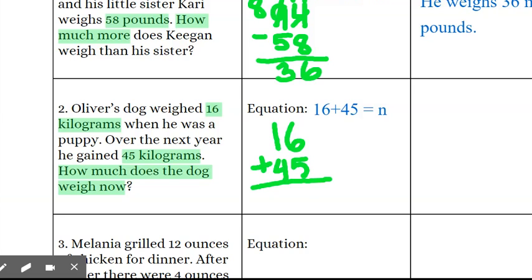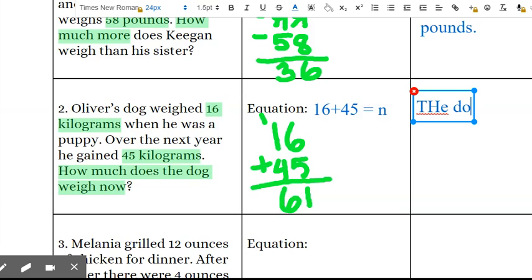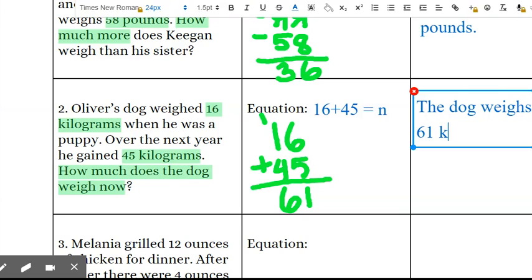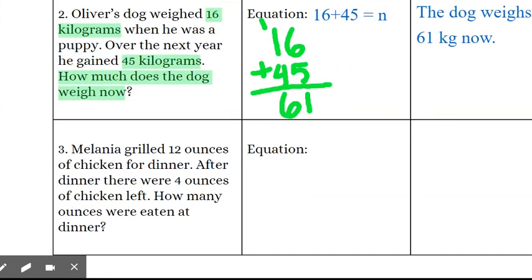6 plus 5 is 11, so I'll put my 1 there and my 10 up here. 4 plus 1 is 5, plus 1 more is 6, so 61. So my answer is... trouble typing today, huh? The dog weighs 61 kilograms now. Did I do that right? Yep. Okay, now let's try the third one.